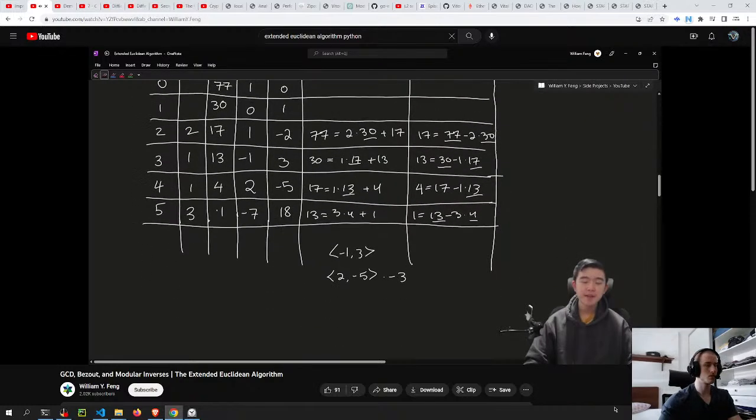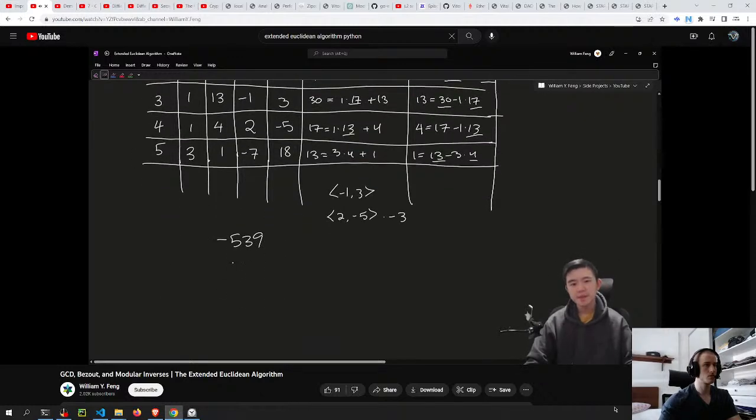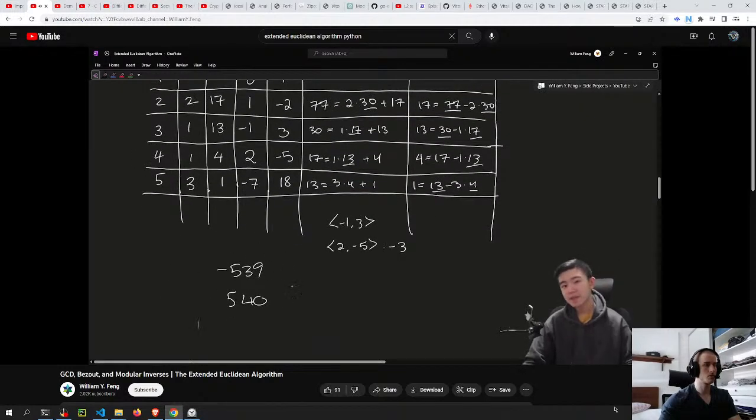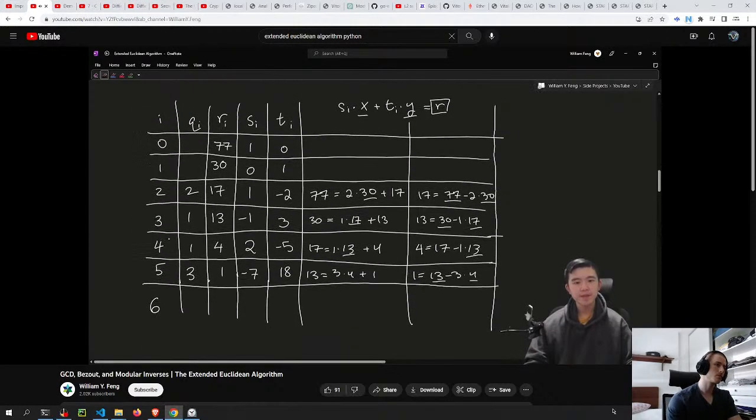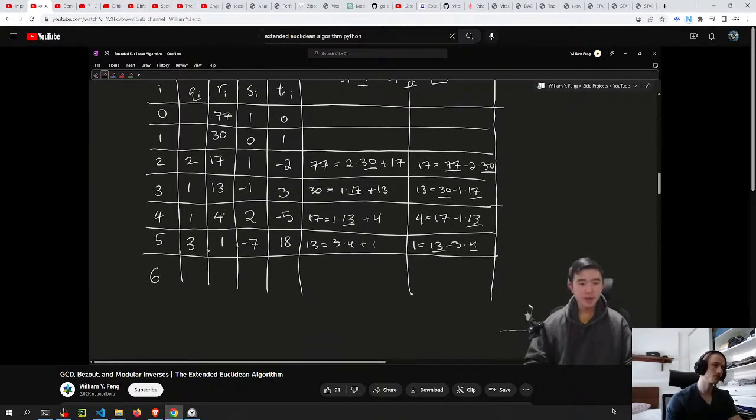Let's double check that. -7 times 77 is -539, if I'm not mistaken, and 18 times 30 is 540. Adding those two together does produce 1, so great. On the next step, this is quite unnecessary because one of the remainders is already 1, but let's go through the motions anyway. 4 divided by 1 is a quotient of 4 and a remainder of 0.